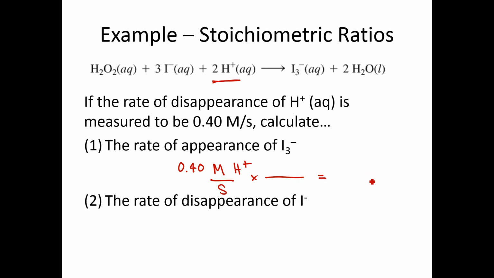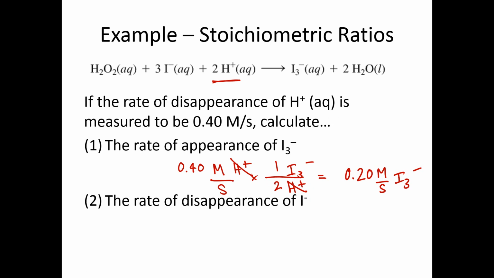molarity of what? I3-. So we want to say, what's the ratio, what's the relationship between H+ and I3-? Well, it is a 2 to 1 ratio. So I3- is going to be made half as fast as my H+ is getting used up. So my rate of appearance of I3- is going to be 0.2 molarity per second of I3-. So notice how H+ cancels out, I'm left with I3-. So it's just like a mole ratio you would do in stoichiometry.